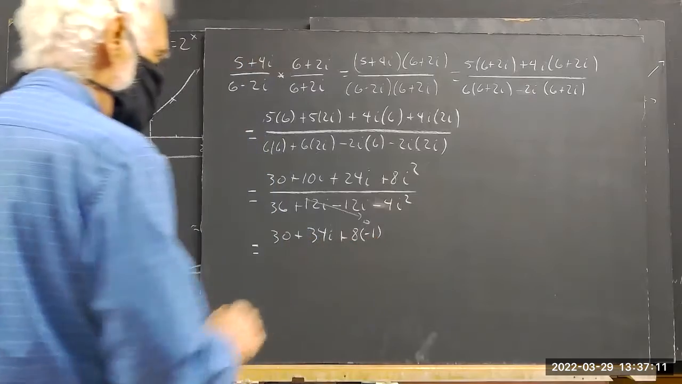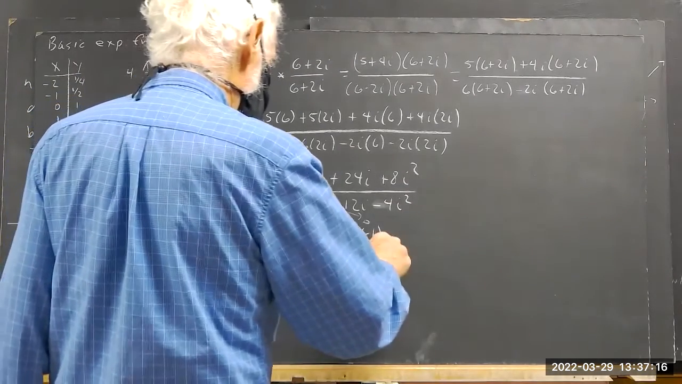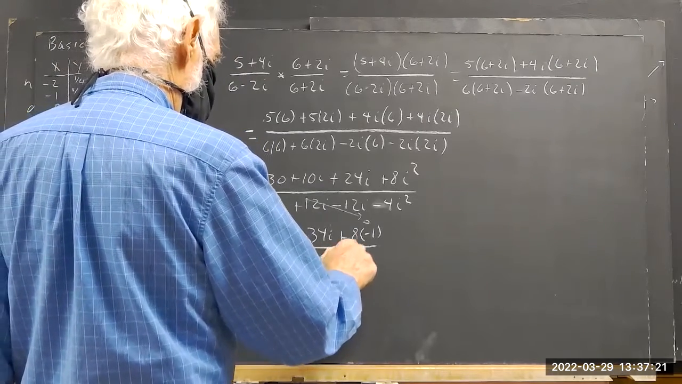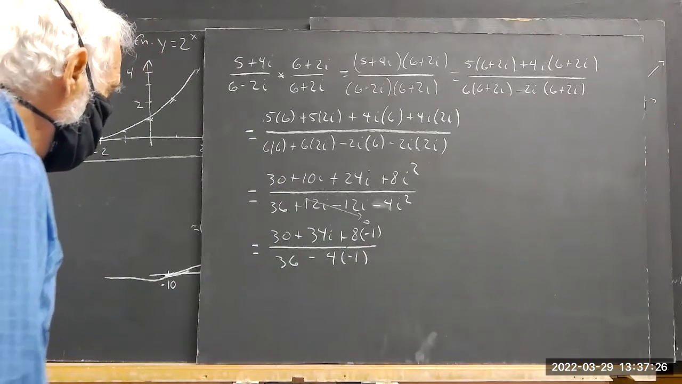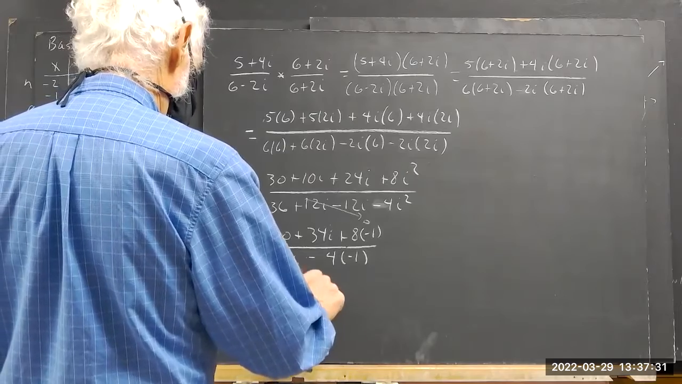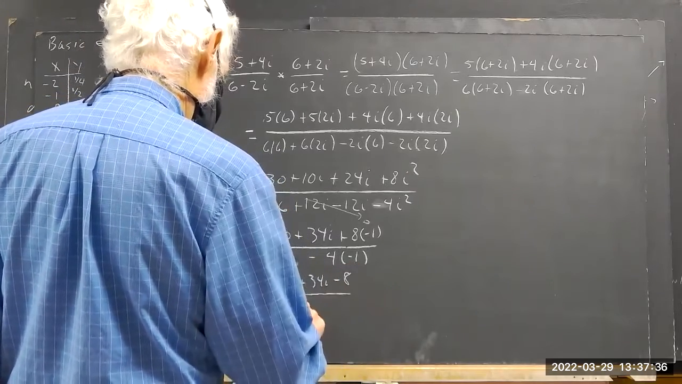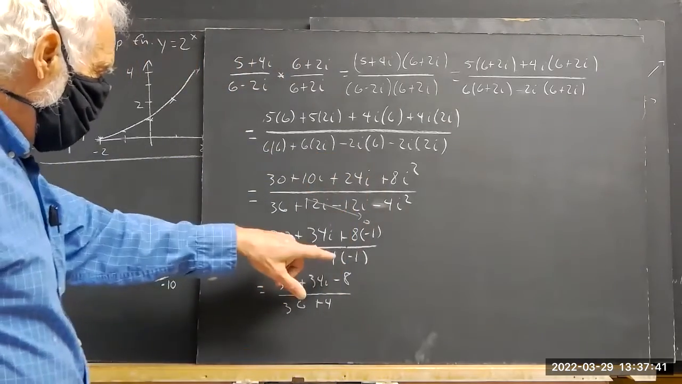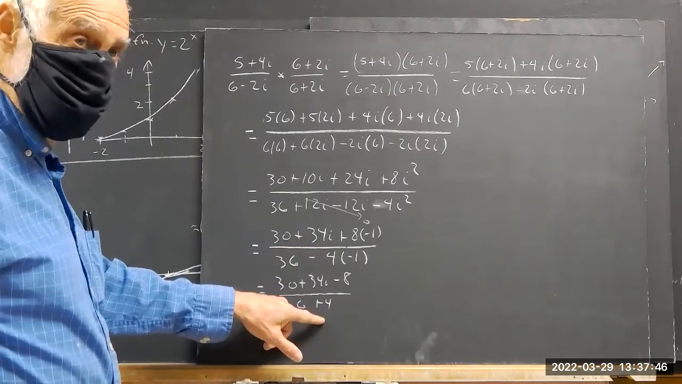And i squared is negative 1. We're almost there. Down here we have 36 minus 4i squared. i squared is negative 1. Minus 4 times negative 1. All the details. Don't make any mistakes. 8 times negative 1 is negative 8. 4 times negative 1 is negative 4, but we have a negative of that, which makes that a positive 4, right?